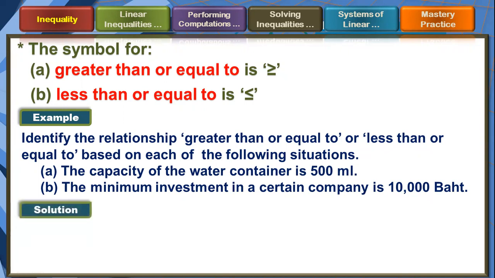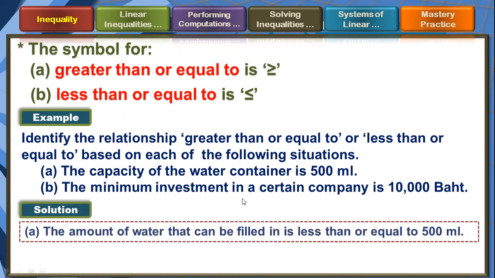So how do we describe them? For A, we can make this statement: the amount of water that can be filled in is less than or equal to 500 milliliters. So we can put into that container 500 milliliters or less. We cannot put more than that because it will overflow.